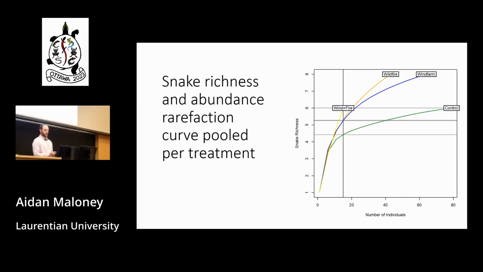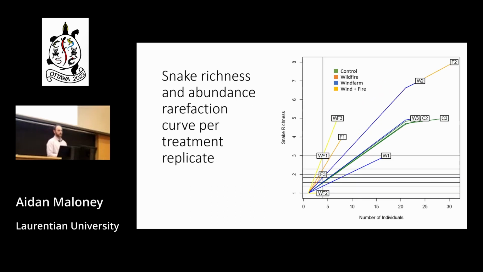We can see from looking at this that species richness is highest in the wind farm and wildfire treatments, while the control and wind plus fire treatments are the lowest. What is largely different between treatments, however, is the abundance of snakes, with control having the highest with about 80 snakes encountered, and the wind plus fire having the lowest with only about 15 snakes encountered.